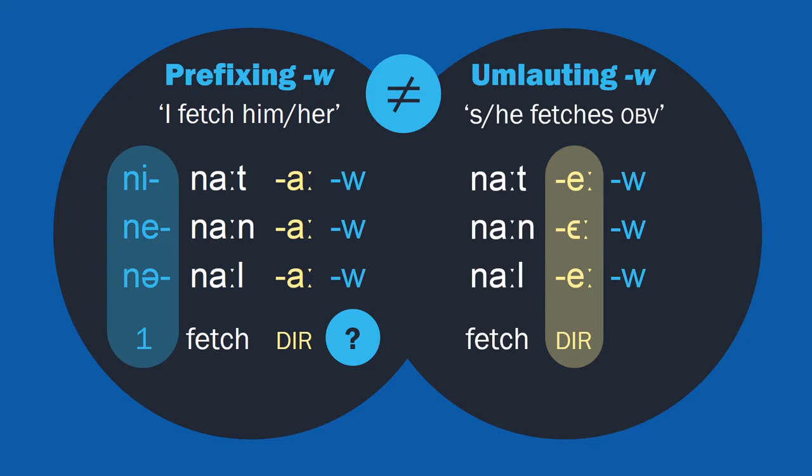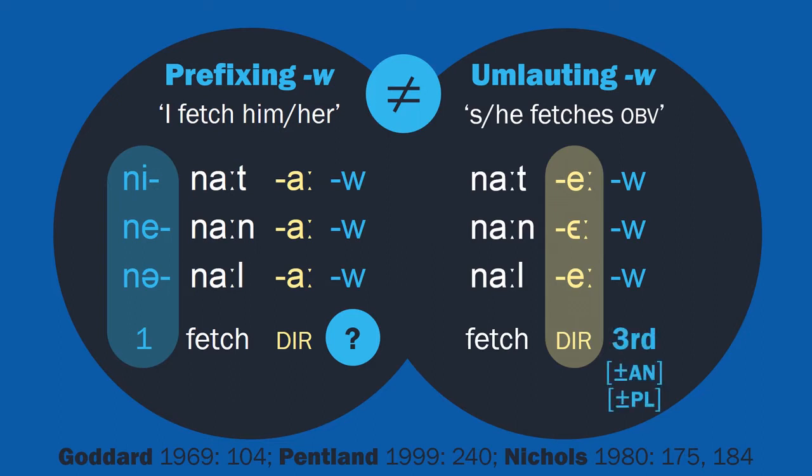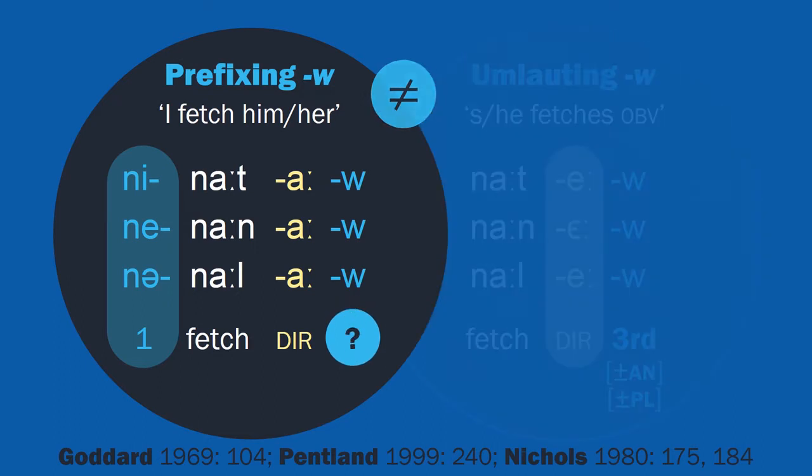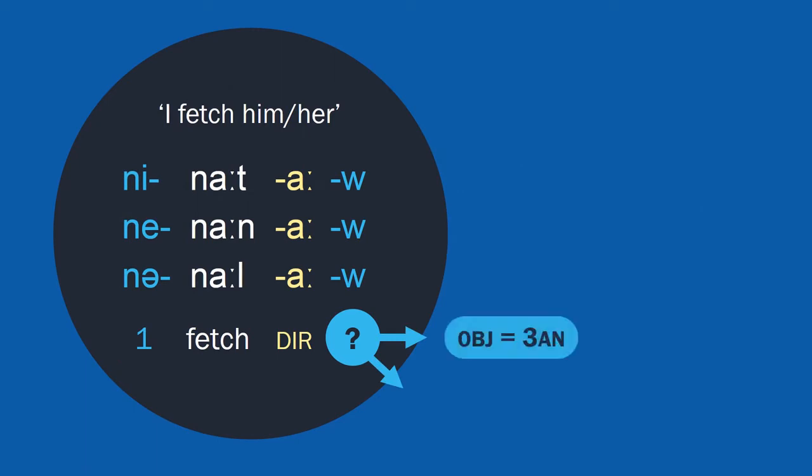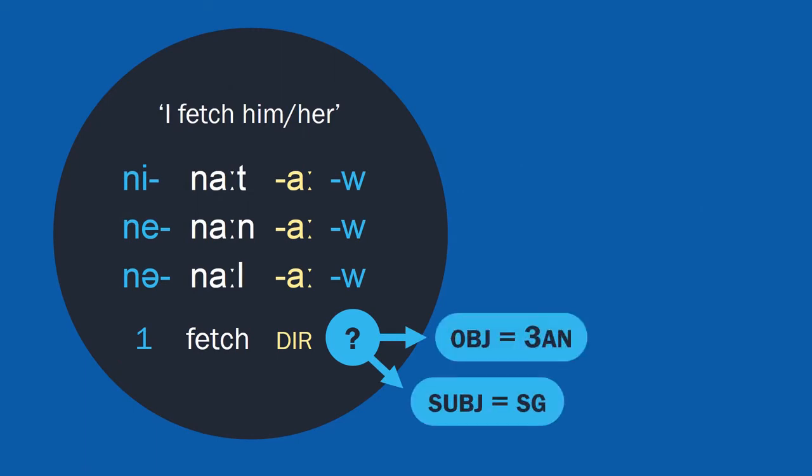It's well recognized in the literature that these two W's are distinct morphemes, and it's clear that the umlauting W is indeed a third-person marker. In particular, it's a genderless and numberless third-person marker. But that analysis doesn't necessarily extend to the prefixing W. In this presentation, I'm concerned only with the status of the prefixing W. As I said earlier, this W could potentially be understood as either an animate third-person object marker or a singular subject marker. I'll start by briefly showing the rationales for these two distinct analyses, and then I'll argue that one analysis is actually preferable to the other.